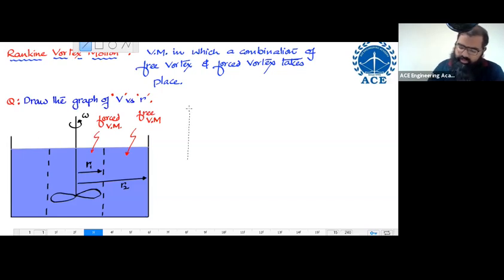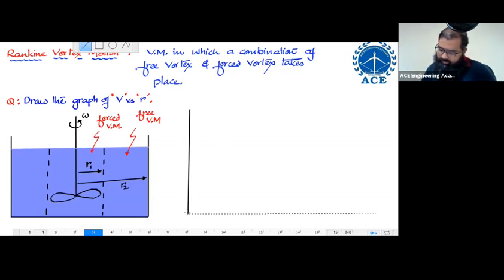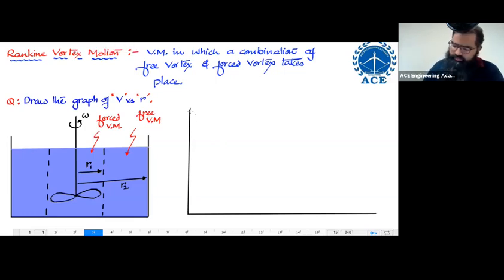First of all, the vertical axis I'm having over here is the velocity axis. The horizontal axis I'm having over here is the radial axis. Now I have to see how the graph of velocity versus radius is going to appear. First of all, in the region of forced vortex, I know velocity is supposed to be linearly varying with respect to radius.